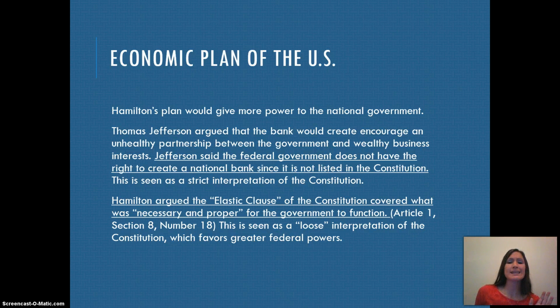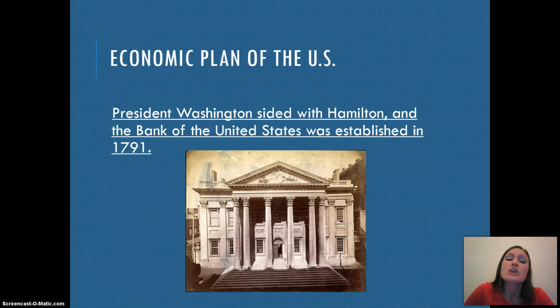Hamilton says, well, wait a second, the elastic clause in the Constitution covers whatever is necessary and proper for the government to function. So that's in Article 1, Section 8, number 18. And he sees this as saying we can do whatever is necessary and proper, and a bank is necessary to run the government. And this is a loose interpretation of the Constitution, which favors greater federal powers. So President Washington sides with Hamilton, and the Bank of the United States was established in 1791.